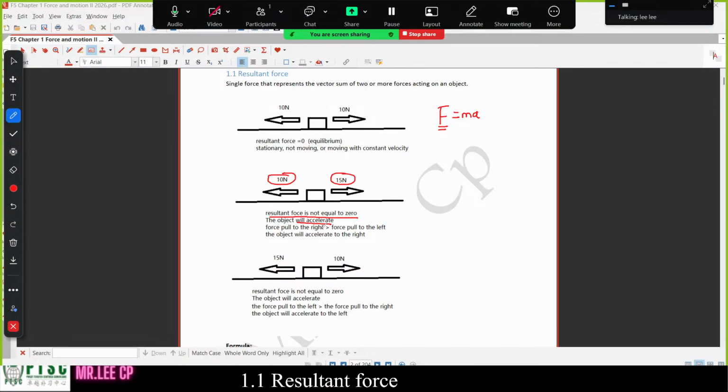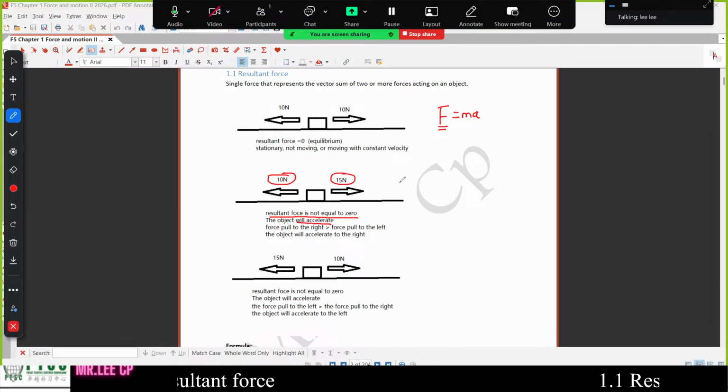The force to the right is more than the left, so the object will accelerate to the right. 15 is more than 10. So how much is the resultant force? If you want to calculate, it is 15 minus 10.